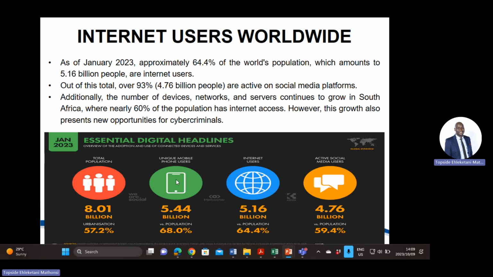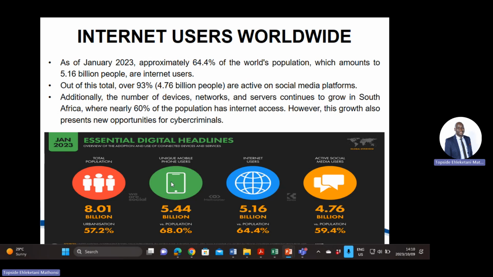These are mobile users, not internet users. They are just the number of people that have cell phone access, because remember, some users cannot use their phones to access the internet. So it's very important to understand the difference between mobile users and internet users.